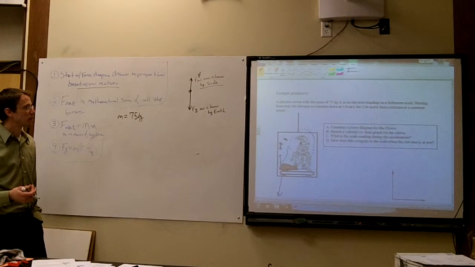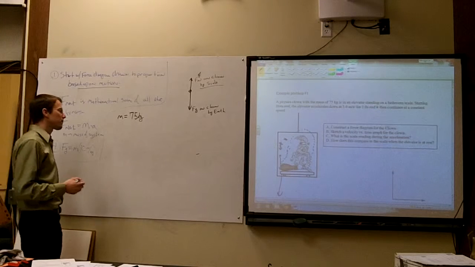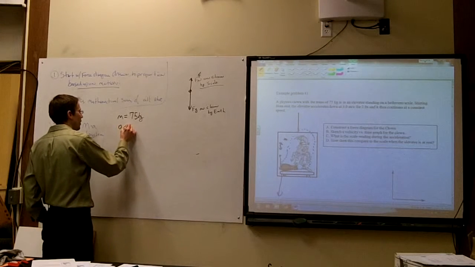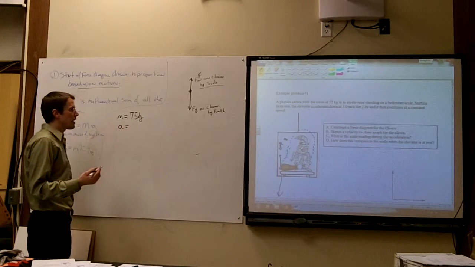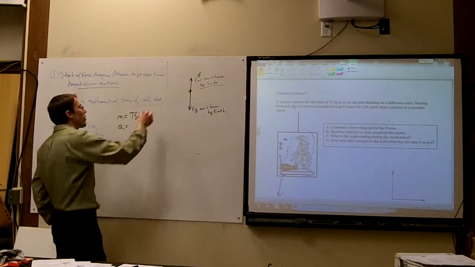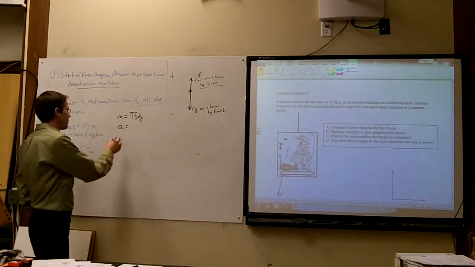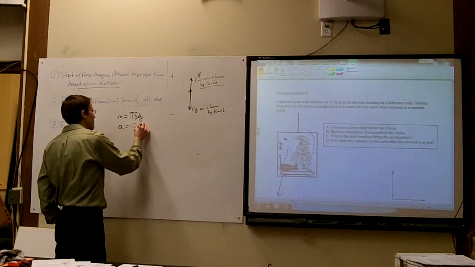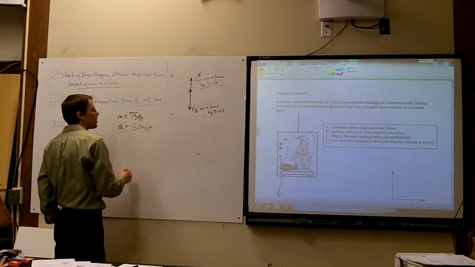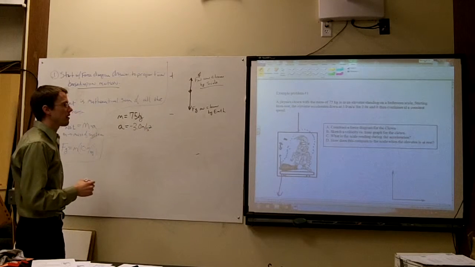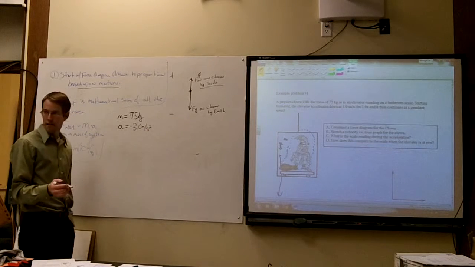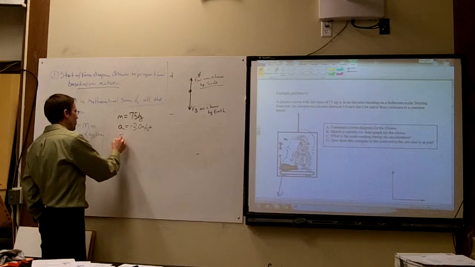So the 3 meters per second squared, what's that? Acceleration. So acceleration is 3. Now, we need to keep direction in mind. So if we call up positive and down negative, which way is it accelerating? It's going to actually be -3 meters per second squared. And then what are we trying to find? Scale reading, right? So that's going to be our force normal.